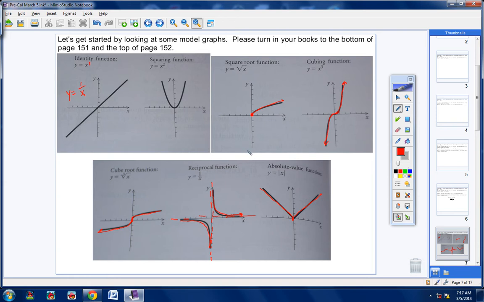Be familiar with those, because we are going to take those graphs that I just showed you and we're going to be moving them all over the place. We're going to learn how to move them to the right, to the left, up, down, flip them, stretch them, shrink them, all kinds of things. So I'm not asking you to memorize these completely, but be very, very familiar with these graphs.